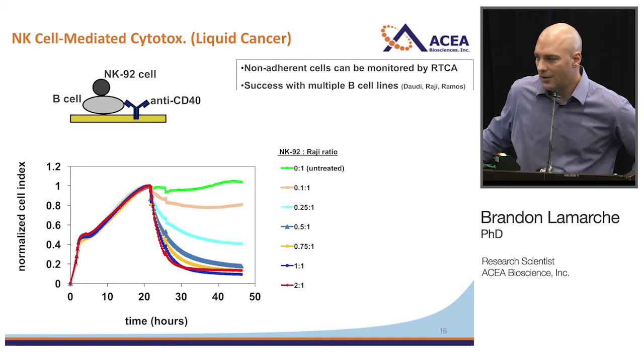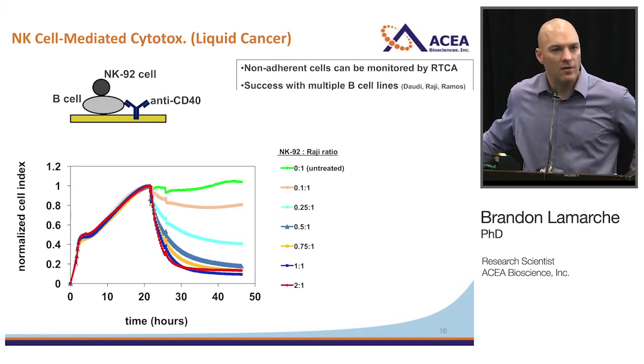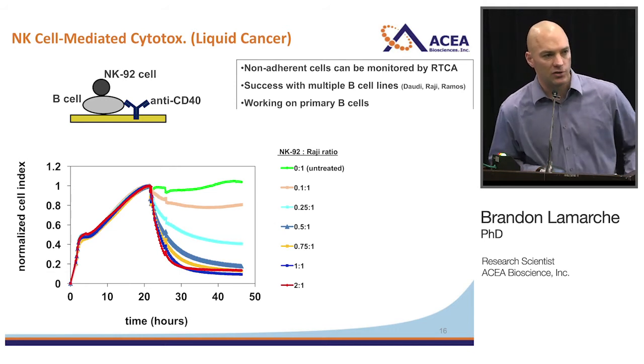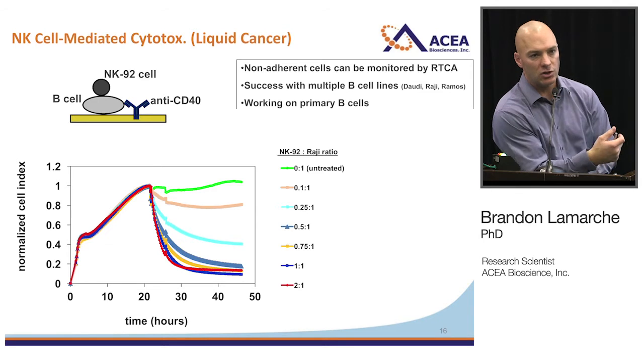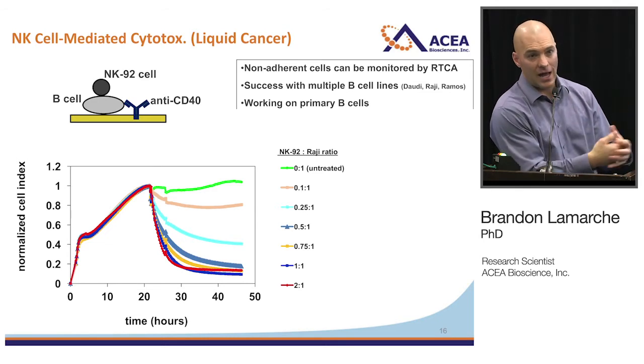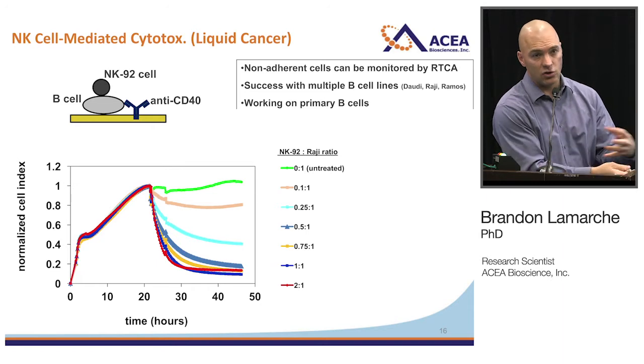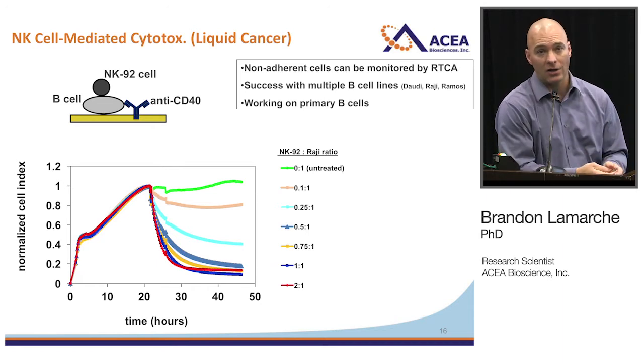I want to say that at the moment we've had success looking at a variety of B-cell lines with this, but we're also working on being able to look at primary B-cells. We'd love to be able to isolate blood from a patient and then look directly at their cancerous B-cells as a way of being able to find the most effective treatment prior to actually administering it.